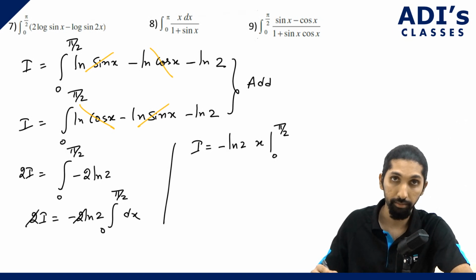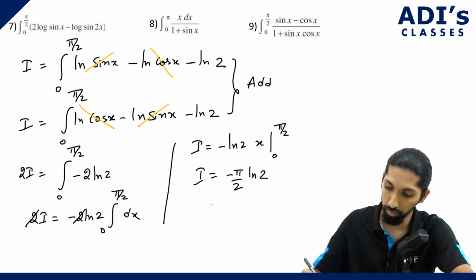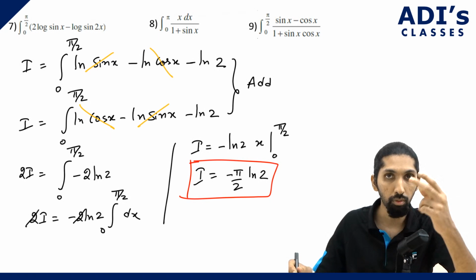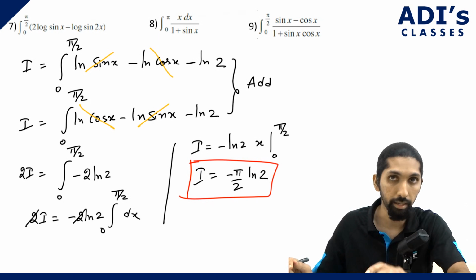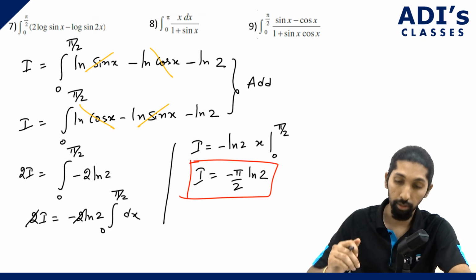Once you integrate, I is equal to minus pi by 2 log 2. So the final answer is going to be minus pi by 2 log 2. Very simple, very direct. Understood? Now, moving on, we are going to do the eighth one.